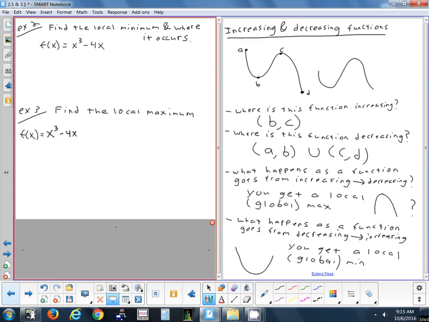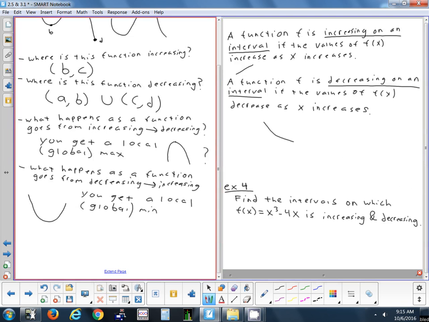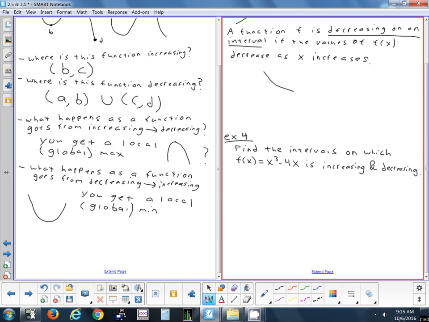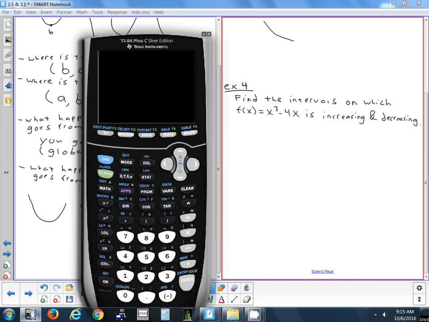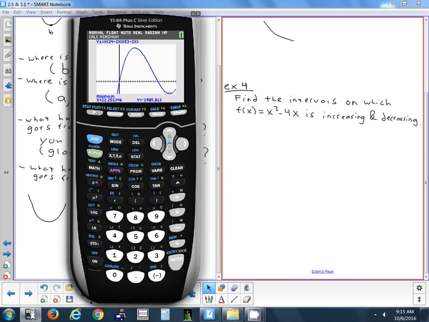Okay, it's increasing. I'll do increasing as green from here to here and there to there. And I'll do decreasing as red going down. Okay, it's decreasing right there. So I'll do the first interval where it's increasing. That's from negative infinity up to negative 1.15.